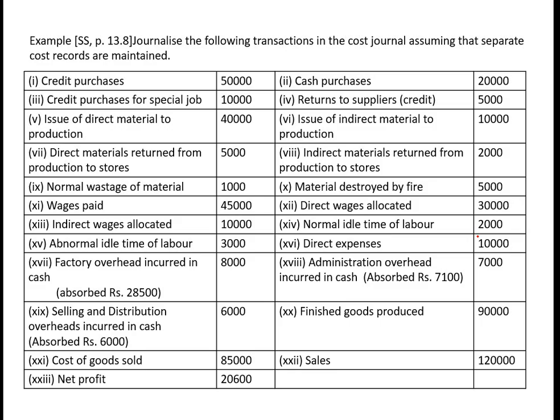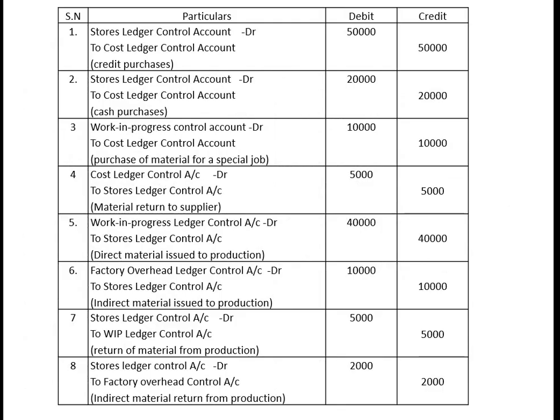Whenever you will watch this video, please have the soft copy of this question with you. Then we will pass journal entry one by one so that we can analyze the transaction, how these are recorded. So first transaction was that credit purchases of rupees 50,000. So in this case, we will pass journal entry store ledger control account debit to cost ledger control account.